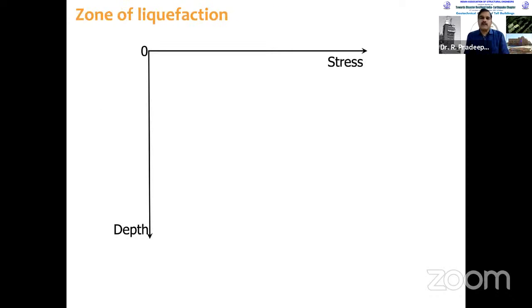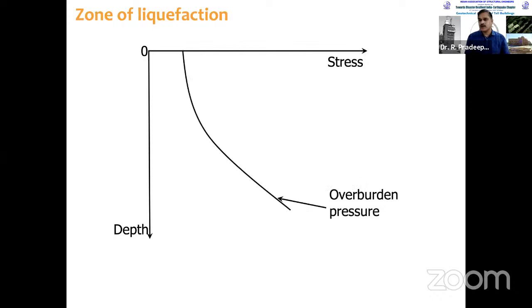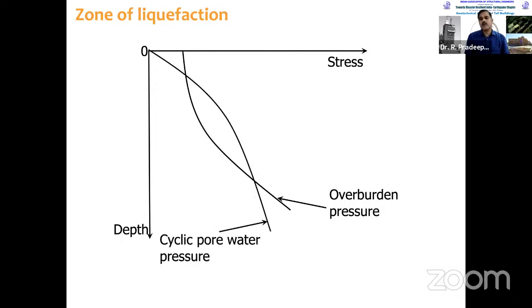Now let us see how the zone of liquefaction can be understood, first with a diagram, and then we'll go with the numbers. Overburden pressure is zero at the surface, at the depth of the foundation itself, and as we go down, overburden pressure gets added and increases. Then there is pore water pressure. On the surface it is zero, and as we go down it increases.